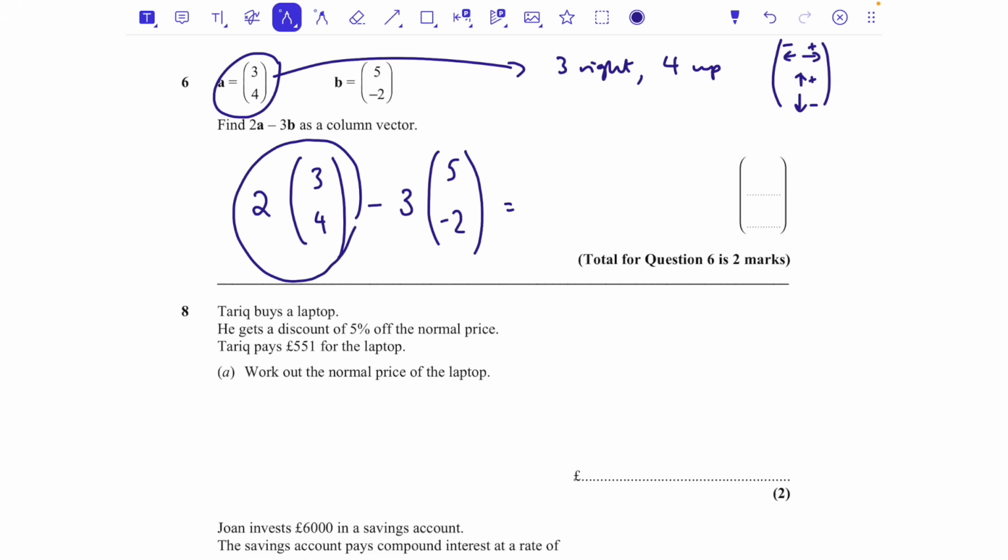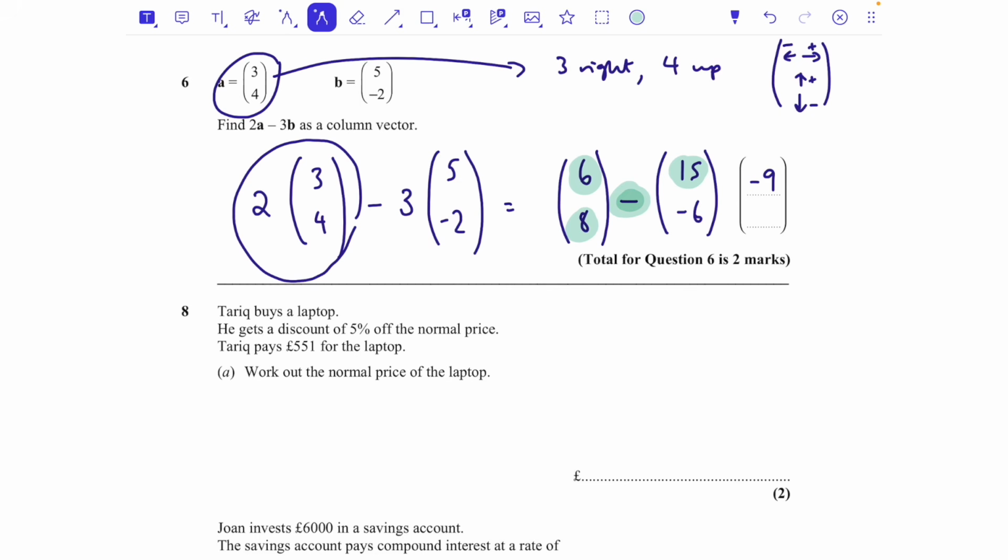So we've got 2 lots of this. First I'm just going to change that to (6, 8). I've doubled the 3 and doubled the 4, and then I'm taking away 3 lots of that one, so that's (15, -6). Now, we can just do 6 take away 15, which gets me minus 9. And then I can just do 8 take away minus 6. Now remember that minus minus is going to become a plus. So 8 add 6 is 14. And there we go. (-9, 14) is our answer for 2 marks.